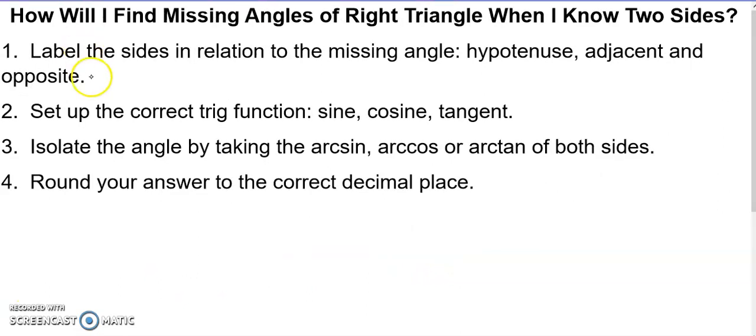Well, first thing we're going to do is label all of our sides, because we always label the sides. We're going to label them hypotenuse, adjacent, and opposite. Then we're going to figure out, am I going to use sine, cosine, or tangent? We're going to get the angle by itself, and then I'm going to take the arc sine, arc cosine, or arc tangent of both of our sides, and we're going to round our answer to however many decimal places we were told to.